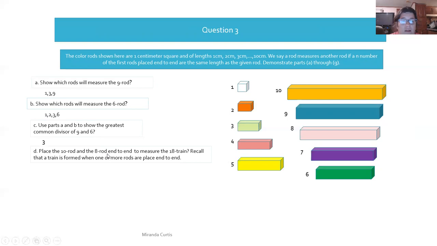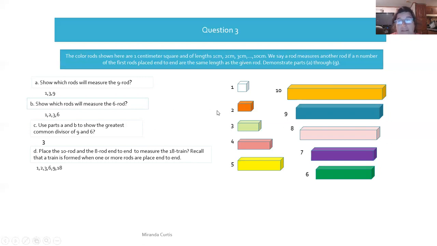Place the 10 rod and the 8 rod end to end to measure 18. Recall that a train is formed when one or more rods are placed end to end. So guys, look what we're looking at. 18. The 8 and the 10 messes you up. Trust me, I started reading, I was like, oh, I gotta do all that. Nope, you need to do 18. So what makes 18?